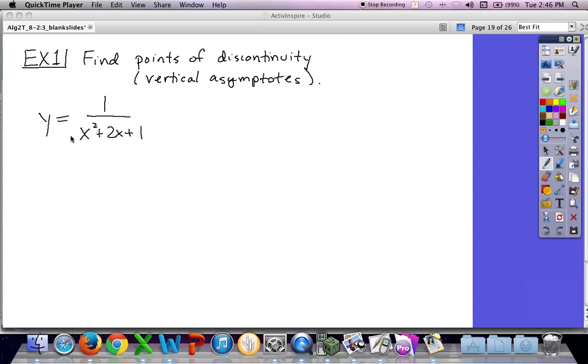This is not factored. How could I factor it? Wait, somebody else. How do you factor x squared plus 2x plus 1? Peter. Right, it's what two numbers, the product is 1 and the sum is 2. Remember that? So it's (x plus 1) times (x plus 1).